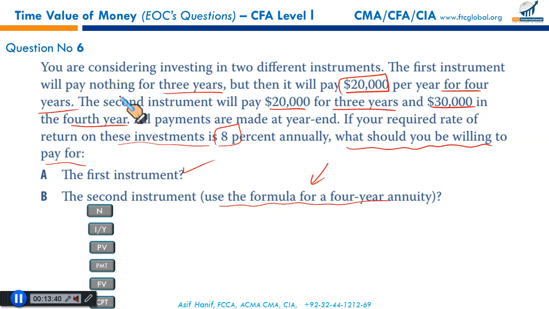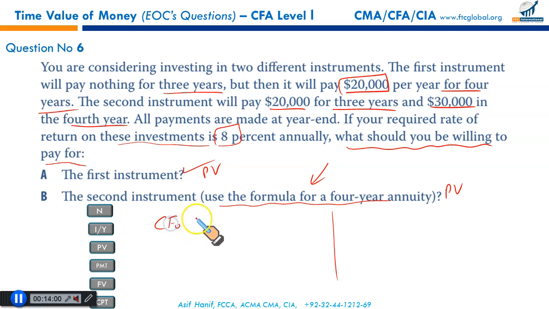So basically we can calculate this using, do we need to calculate the present value or the future value? What should we be willing to pay for the first instrument? That's the present value right now, and for the second. So we need to calculate the present value for these two investments. Right. So we can do this using our NPV function.